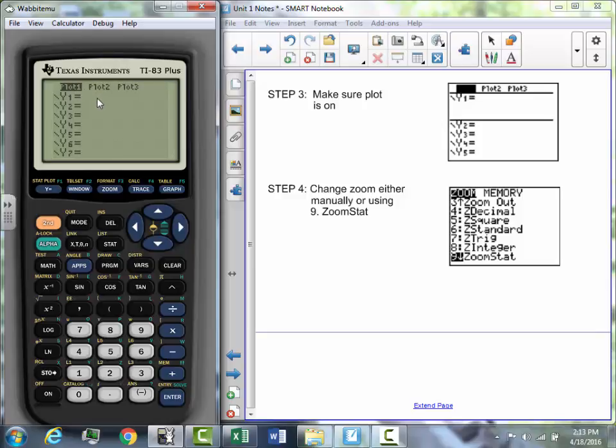Still with me? Okay, the next step is we have to change the zoom to make sure the zoom actually shows up. So to do that, I'm going to go to zoom, and if you scroll all the way down to number 9, that's a zoom that's been configured for when you do statistics. It's zoom stat, and when you press that, it basically plots a whole bunch of points on a graph. And hopefully yours looks like mine. It does. Cool. Make sense?